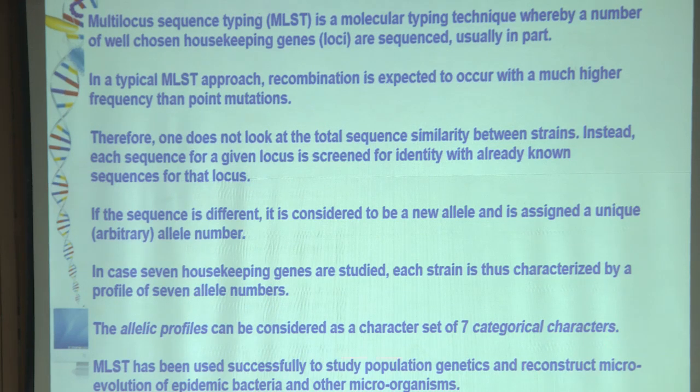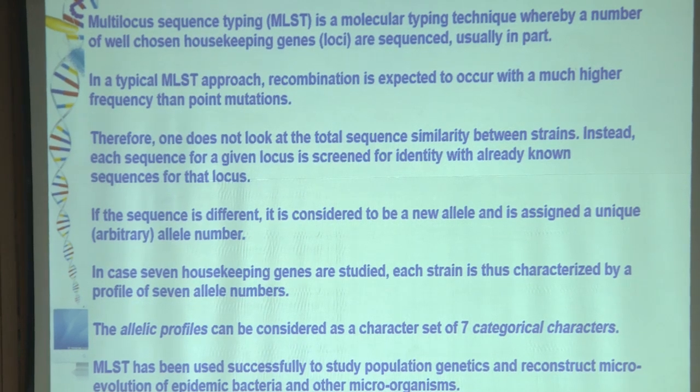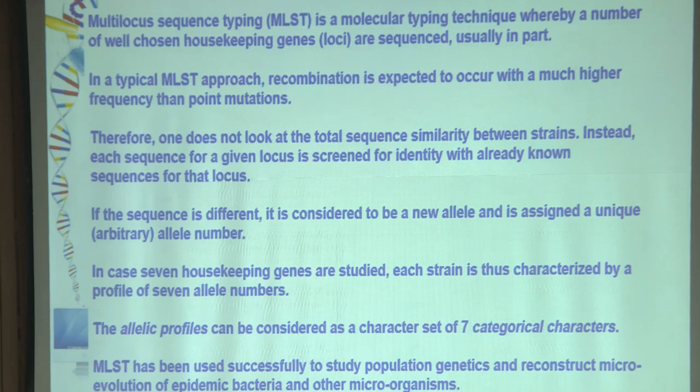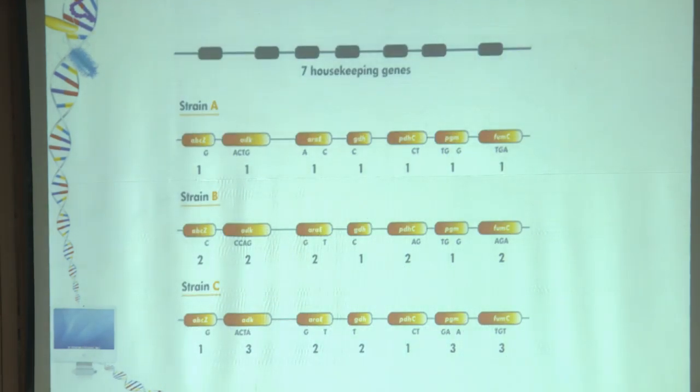You can reconstruct the microevolution of epidemic bacteria and other microorganisms. So multi-locus sequence typing has relevance for bacteriology in general, and more so for rapidly evolving or well established bacterial pathogens of plants or even humans. In fact, we plant scientists have adapted this tool from the medical field. Originally, multi-locus sequence typing was developed for some of the dangerous human pathogenic bacteria. I will take you through how it works.